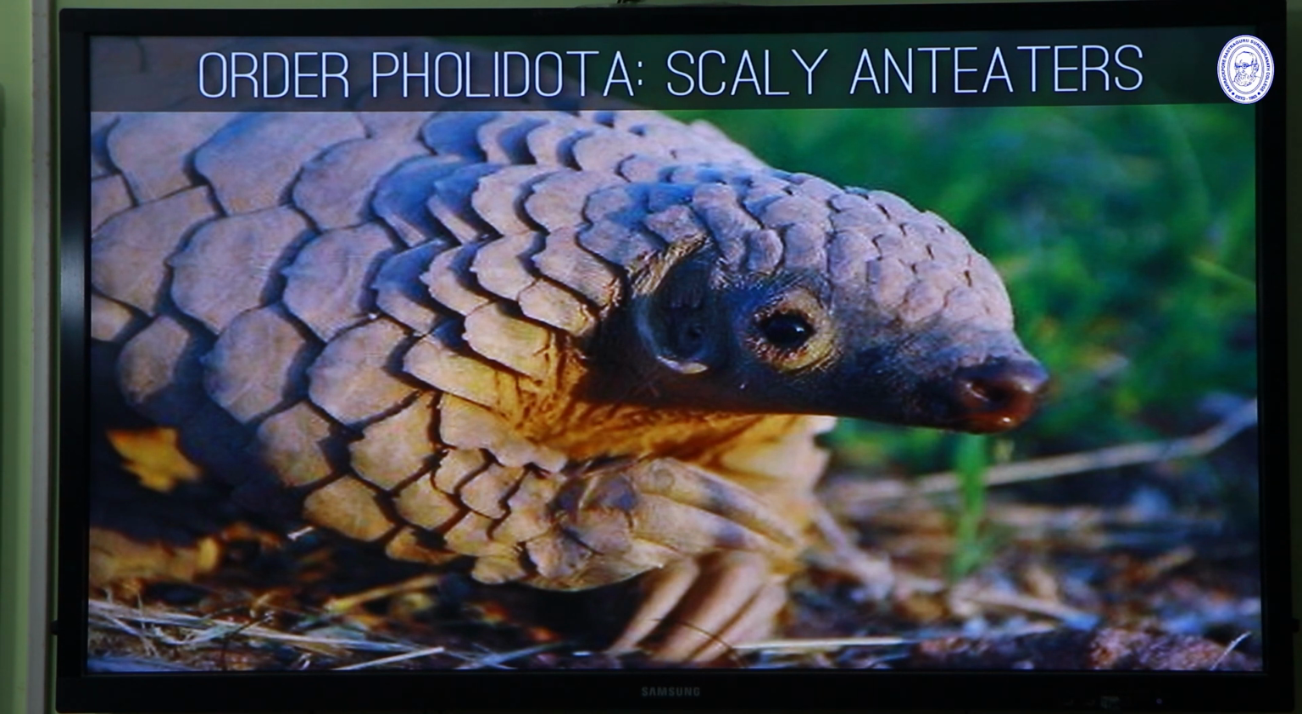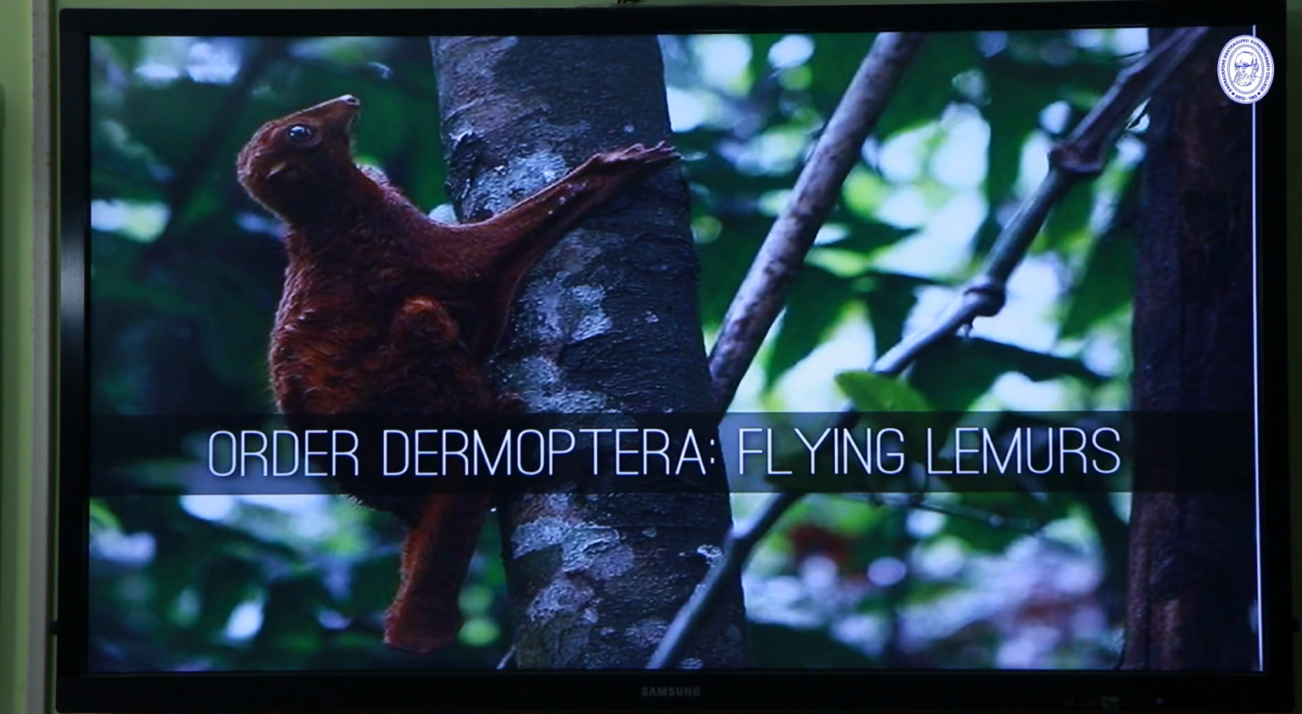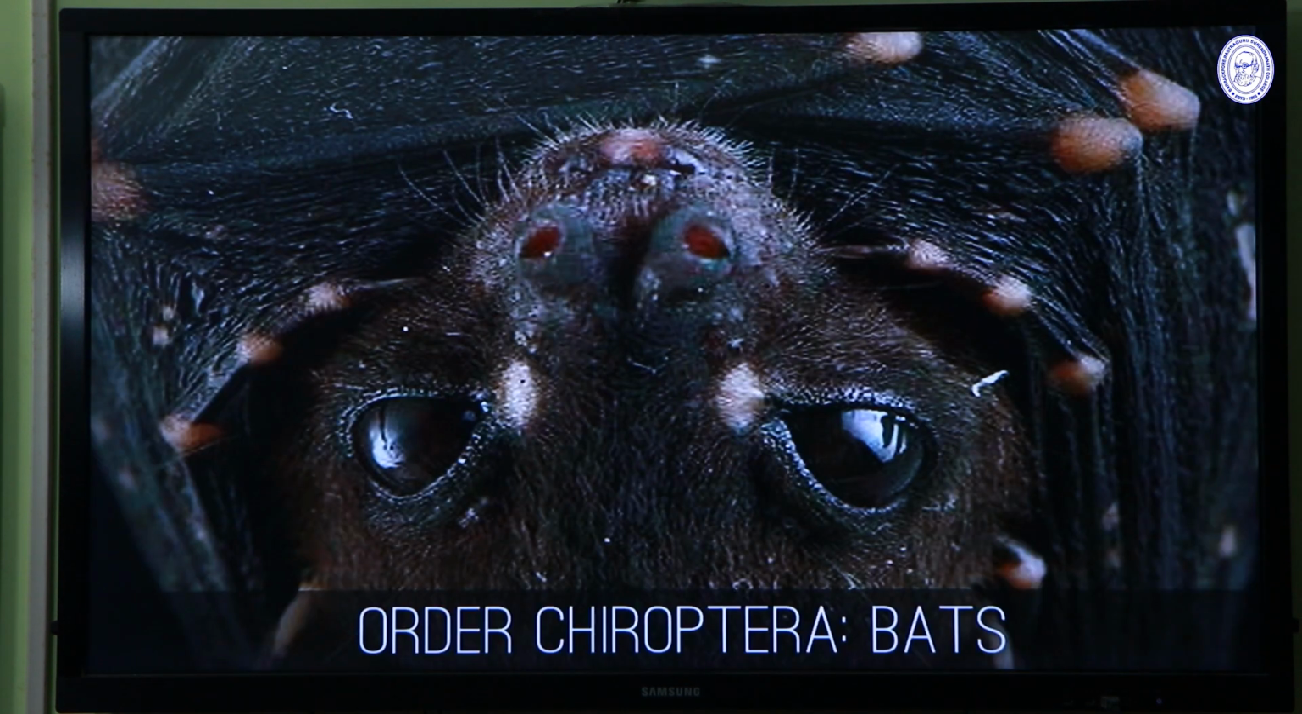This infraclass contains around 18 orders. These are some of the representative orders: order Pholidota, in which all the anteaters are included. Order Cingulata, that is armadillo. The mammals also flourished in the air, so order Dermoptera, flying lemurs. They can glide from one tree to another with their skinny wings. Order Cheiroptera, that is bats. There are two kinds of bats, Megachiroptera and Microchiroptera. They can navigate in the air.